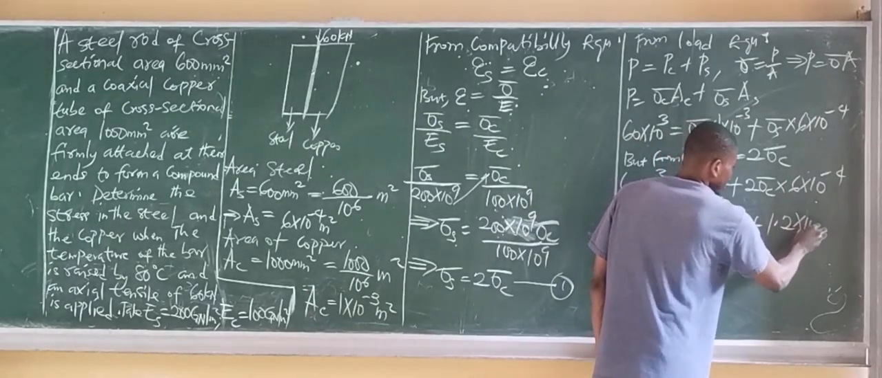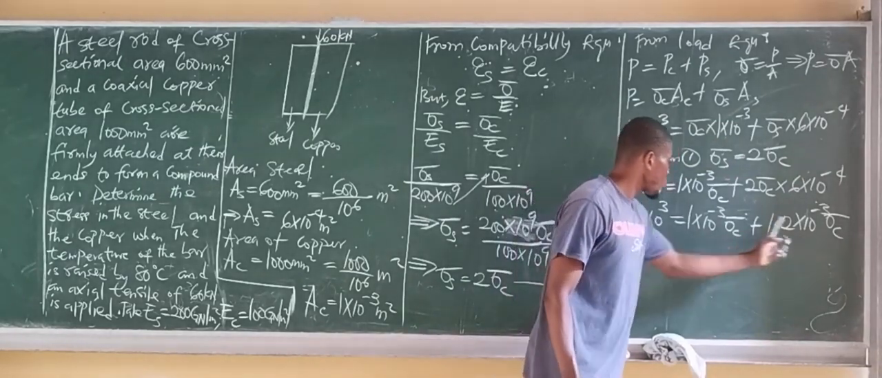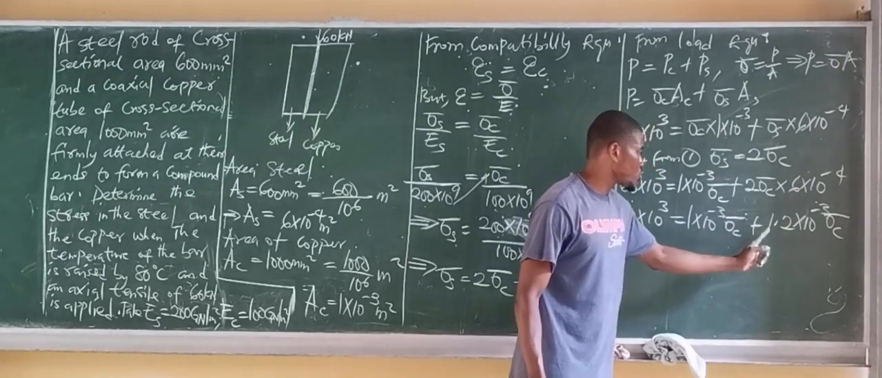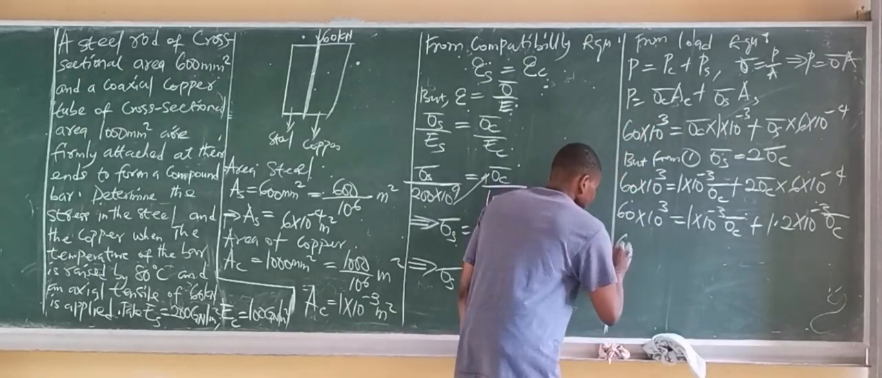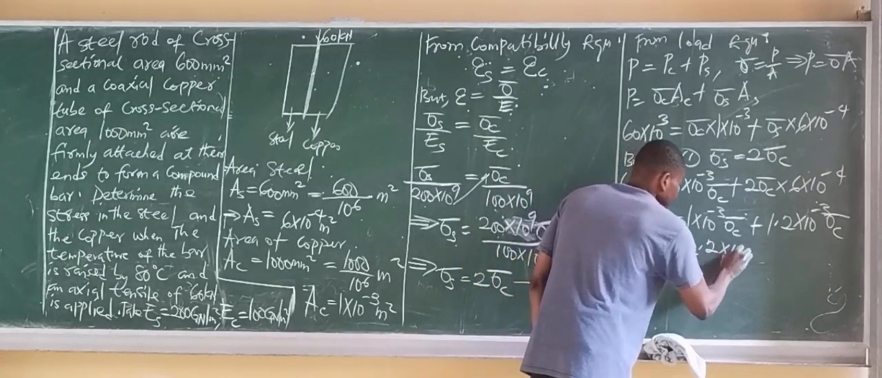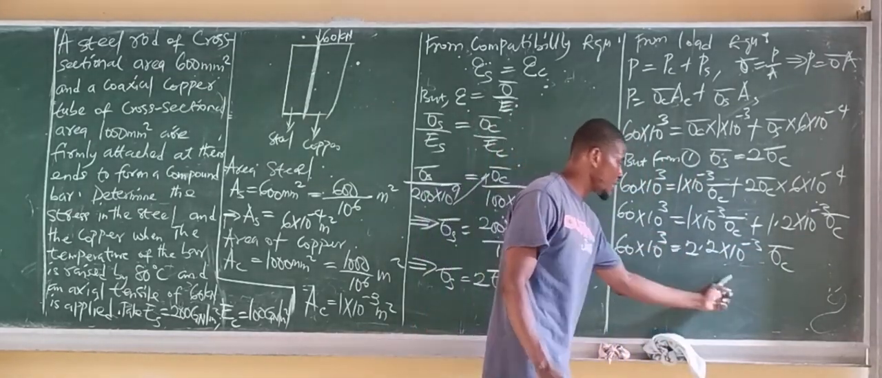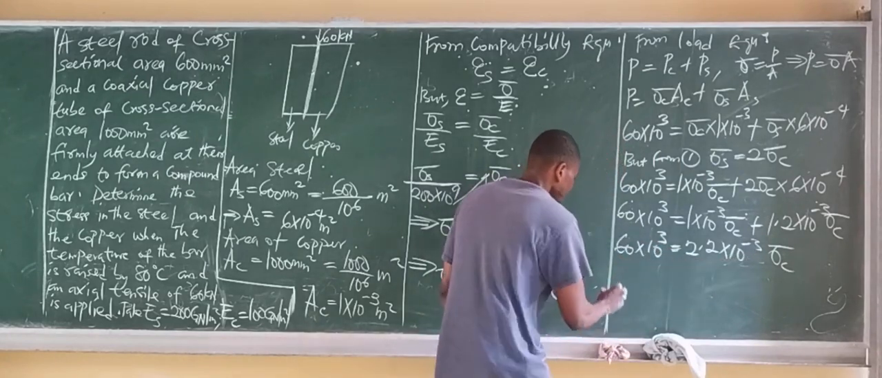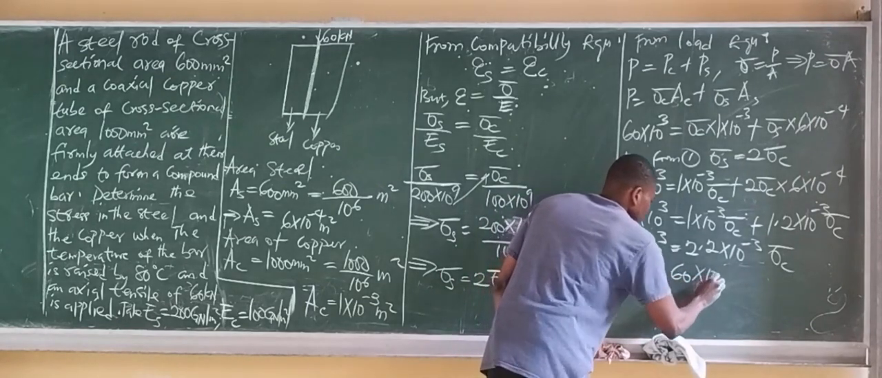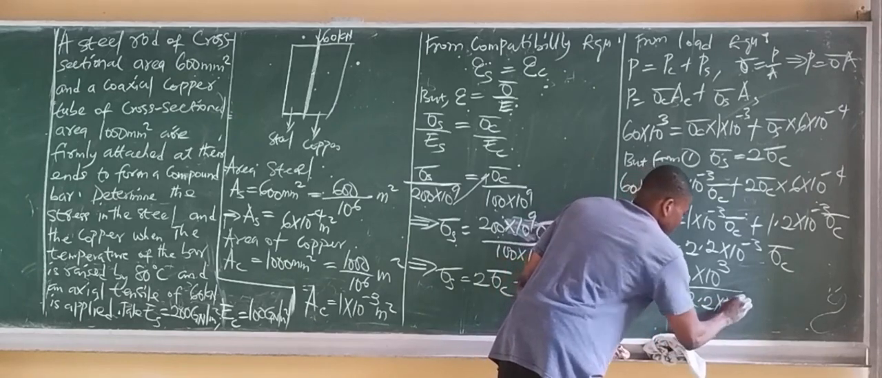1.2 by 10 to the power of minus 3 sigma c. So at this point, you can add these two. 1 by 10 to the minus 3 plus 1.2 by 10 to the minus 3 will give us 2.2 by 10 to the minus 3. So 60 by 10 to the power of 3 is 2.2 by 10 to the power of minus 3 sigma c. So from here we can find sigma c. Simply divide both sides by 2.2 by 10 to the minus 3. We have sigma c is equal to 60 by 10 to the power of 3 divided by 2.2 by 10 to the power of minus 3.